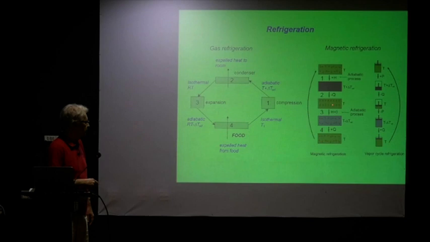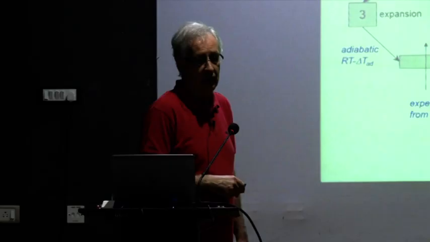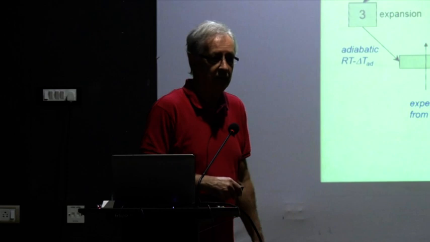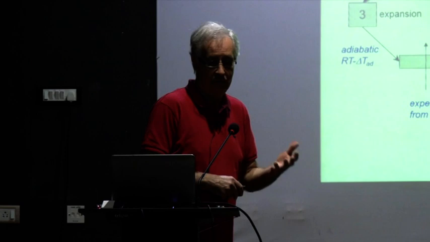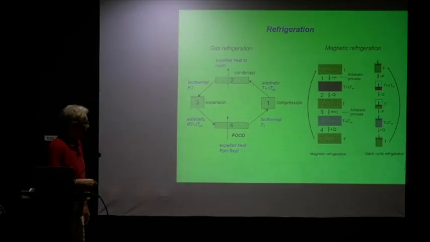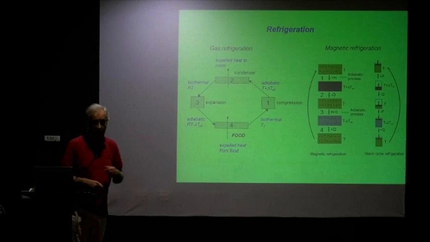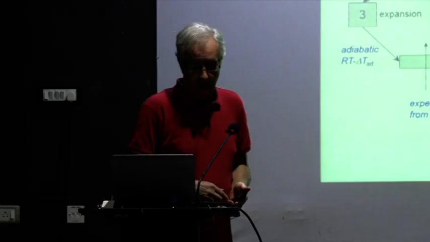And then we remove the magnetic field. When we remove the magnetic field, we disorder the spins so that we have an increase of entropy of the magnetic part, which means that the lattice part has to decrease, since the total entropy change has to remain zero. And then we have our cooling. And then we have our food here, and that warms our system back up again, and the cycle proceeds. So this is magnetic refrigeration.